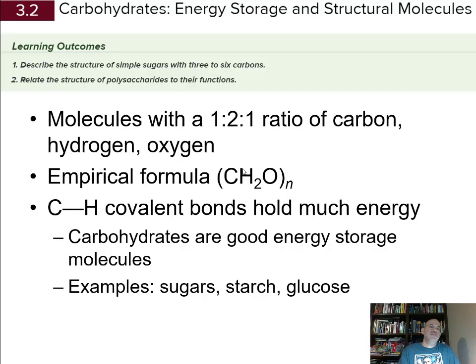So this section is on carbohydrates, and for carbs, they are for energy storage, and they also help provide structure. And so your learning objectives for our carbohydrate section is to describe the structure of simple sugars with 3 to 6 carbons. So you have sugars that have 3 carbons, some that have 6 carbons, some have 5 carbons. And then you're going to relate the structure of polysaccharides to their functions.